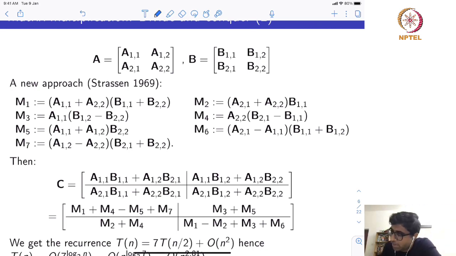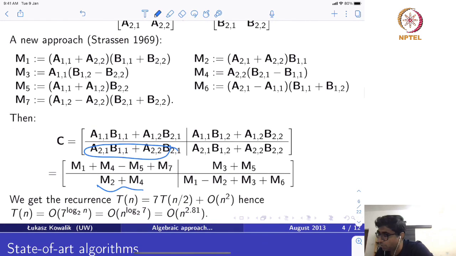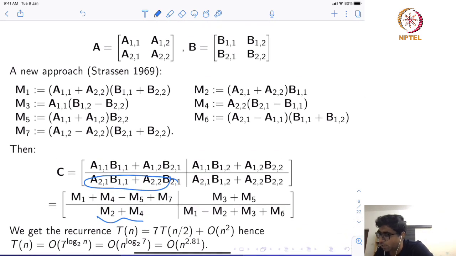So, he came up with this very nice 7 matrix multiplications of matrices of order n by 2 times n by 2, and then he was able to write, look at, for example, what is this term here? It is nothing but sum of m2 plus m4, so on and so forth. But now he has reduced the matrix multiplication from 8 to 7 matrix multiplications of matrices of order n by 2 each. So, that implies that T of n is 7 T of n by 2 plus order n square, and so the running time became n to the power 2.81.